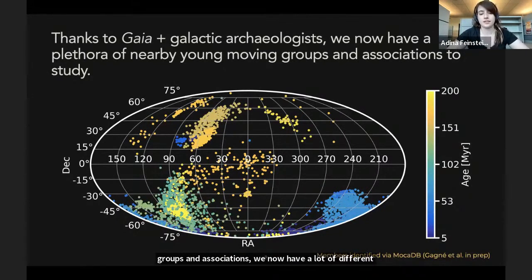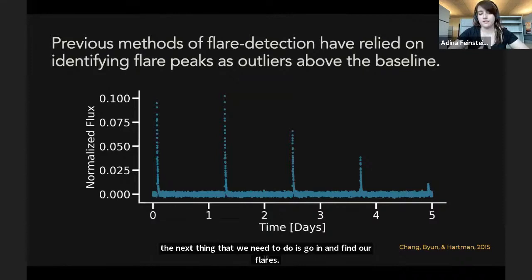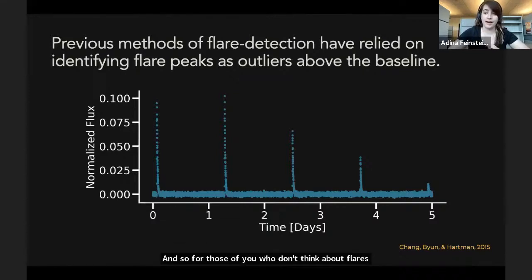So here I'm just highlighting the sample of stars that I have selected to study, which is about 5,700 young stars with ages of less than about 250 million years old. And so now that we have the data and we have the sample, the next thing that we need to do is go in and find our flares. And for those of you who don't think about flares often, I'll just give you a brief rundown on how we actually detect these flares in TESS data.